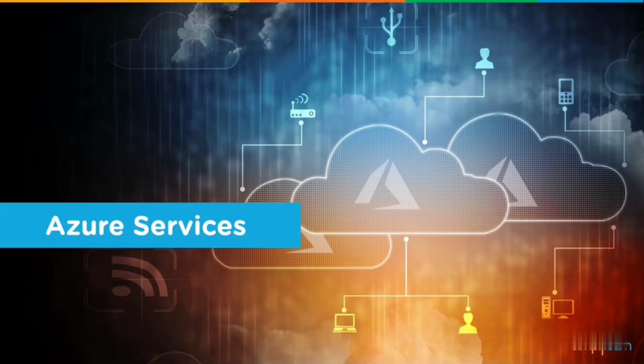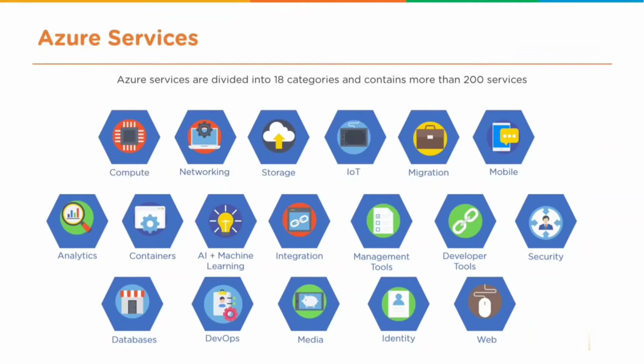Now let's talk about the Azure services. Azure has 18 categories and more than 200 services, so we clearly can't go through all of them. It has services that cover compute and machine learning, integration, management tools, DevOps, web, and so much more. You are going to have a hard time trying to find a domain that Azure doesn't cover.